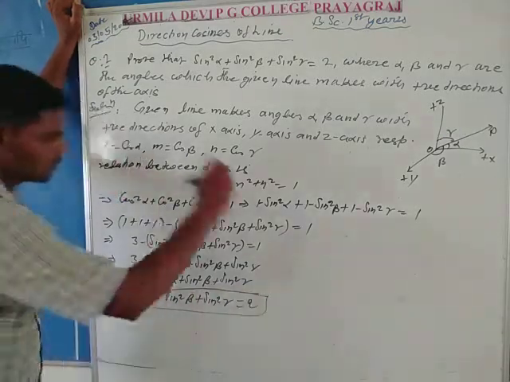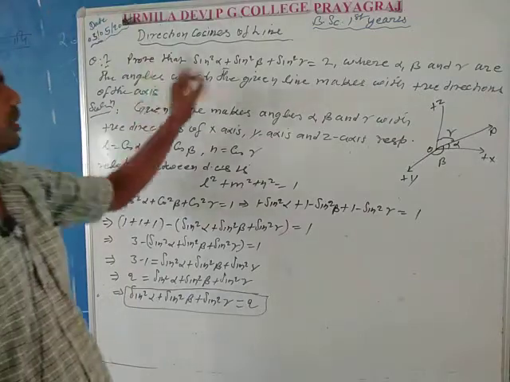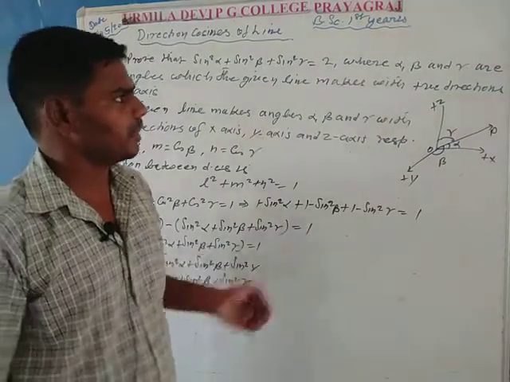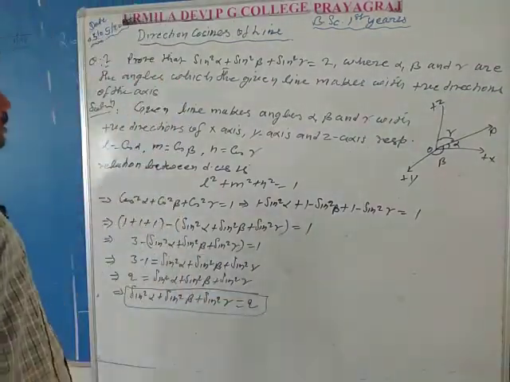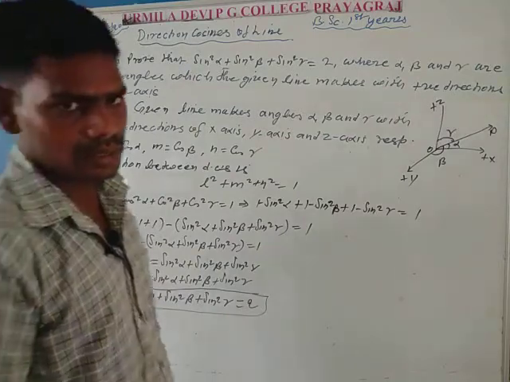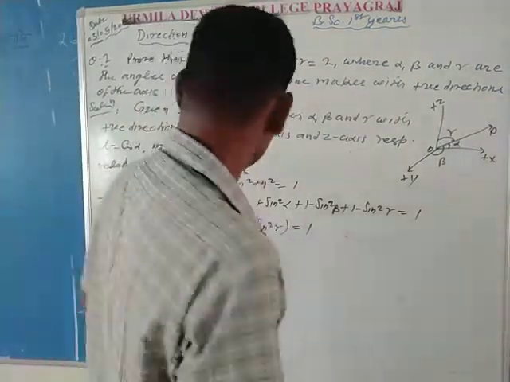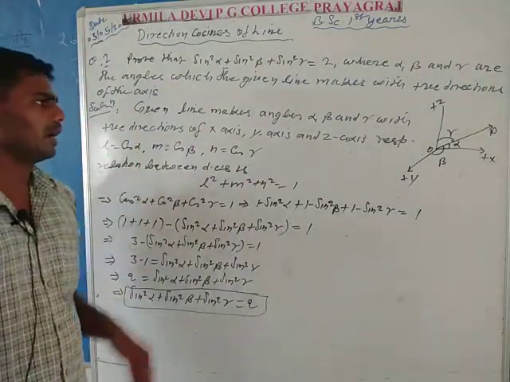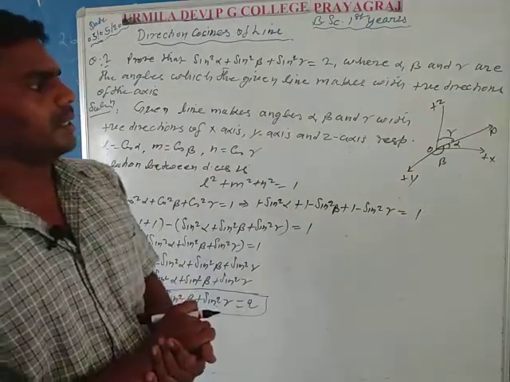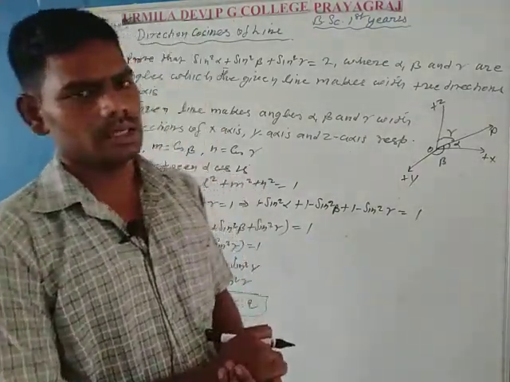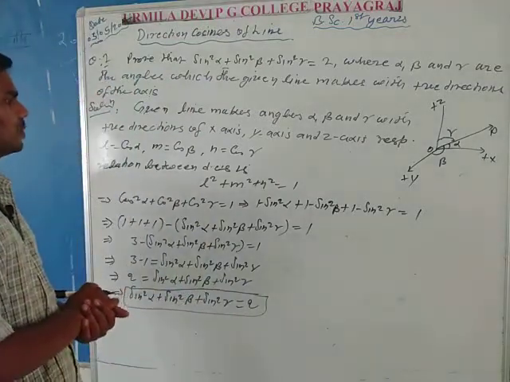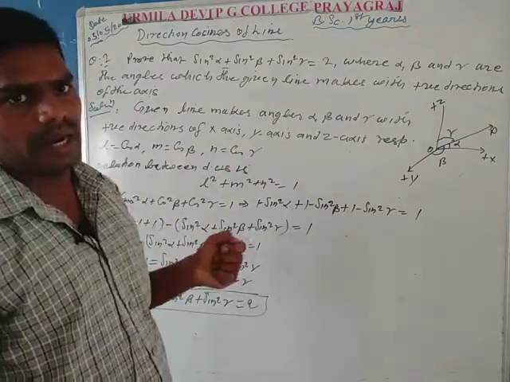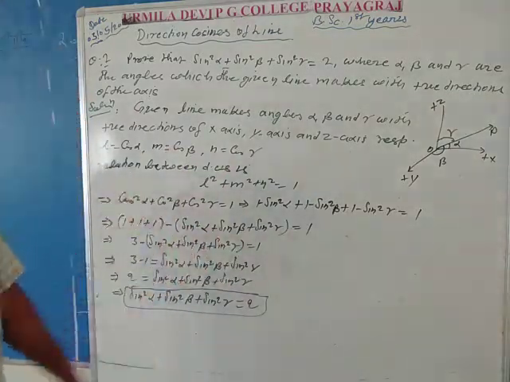So in this question, prove that sin square alpha plus sin square beta plus sin square gamma is equal to 2, where alpha, beta, gamma are the angles made by the positive directions of the x-axis, y-axis, z-axis. It is clear that if alpha, beta, gamma are the angles between a given line and the positive x-axis, y-axis, z-axis, then cos alpha is equal to L, cos beta is equal to M, cos gamma is equal to N, which are called direction cosines of the directed line.